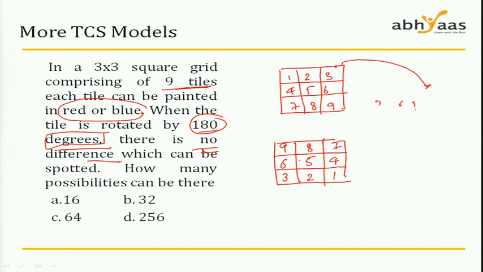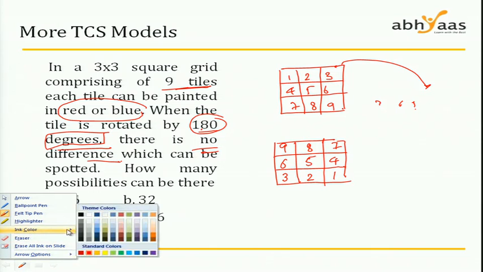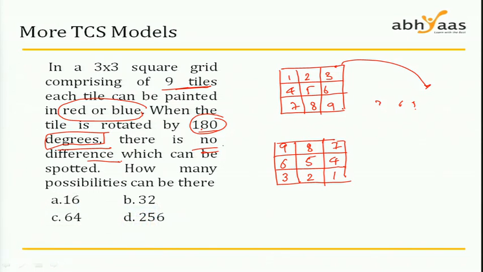Now, though I rotate it by 180 degrees, there should be no difference. If there has to be no difference, what should happen? Now, let's take a look at this. Let me color it, and that's when I think we can use some colors. So suppose this is blue. Now, if I rotate it by 180 degrees, what should happen? Again, blue should come on top. That's when there will be no difference between the previous one and this one. So this one should also be blue color.